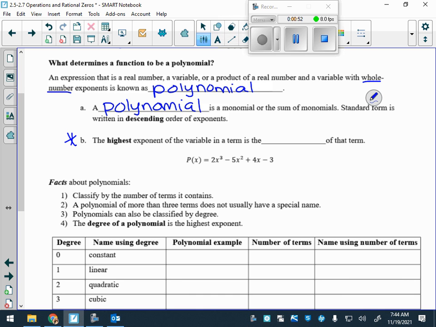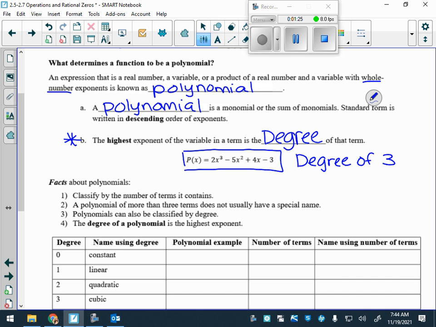This is another key term. The highest exponent of a variable is called the degree. The highest exponent is called the degree. So here's an example of a polynomial. What is the highest exponent? Yep, 3. So this would be a degree of 3, because of the highest exponent.